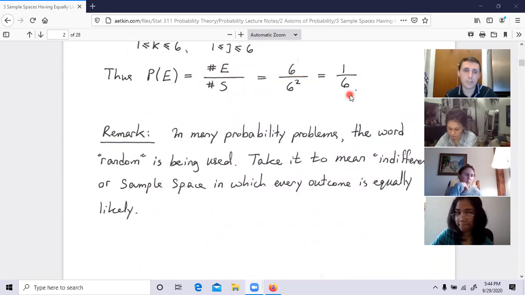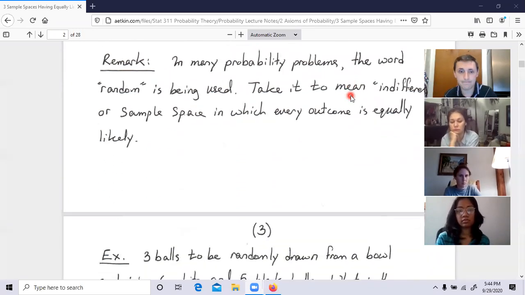So again, what's the word random? Just to remind you, we're going to use the word random, and random you can take to be the synonym of indifferent. A random outcome means that there was no preference for this outcome. This outcome was just as likely to occur as any other outcome in your sample space.